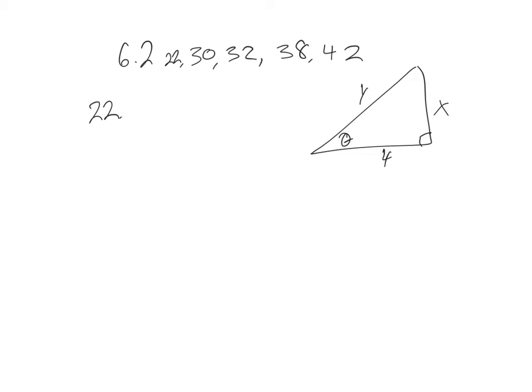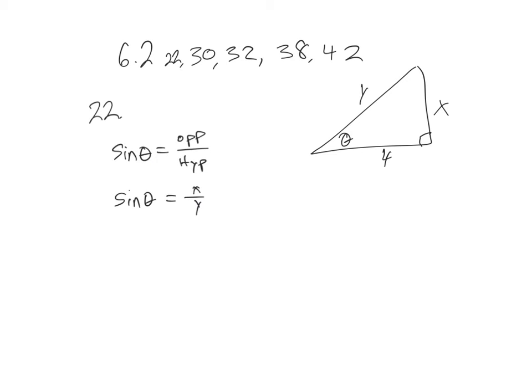Okay, so I'm going to answer these questions. 6.2, number 22, asks for you to express x and y in terms of trigonometric ratios of theta. Well, if you just use any trig function, let's just say we use the sine of theta. The sine of theta means the opposite leg over the hypotenuse. And if I do that, I get the sine of theta equals x over y.